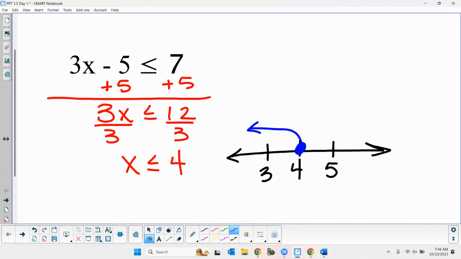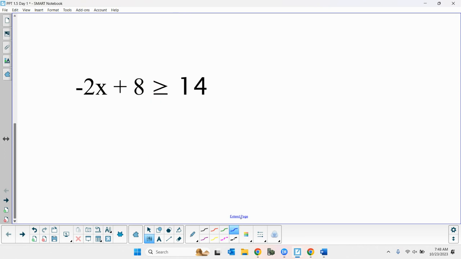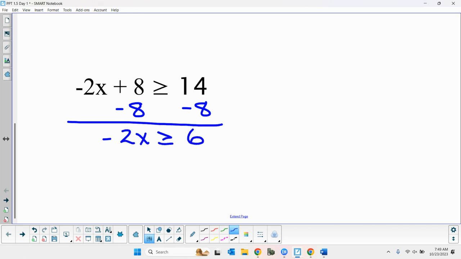Okay, if you're just getting x by itself. So these linear ones are pretty easy. Okay, so here, again, subtract 8. I want to get the x alone. And that's 6. And this time we're dividing by negative 2. So we got to remember to switch it around. And then x is less than or equal to negative 3.